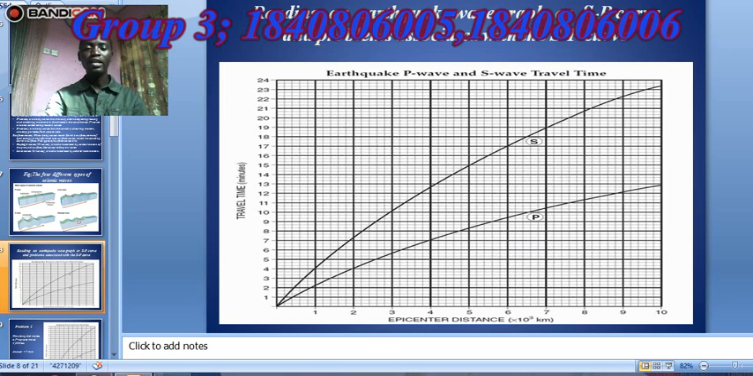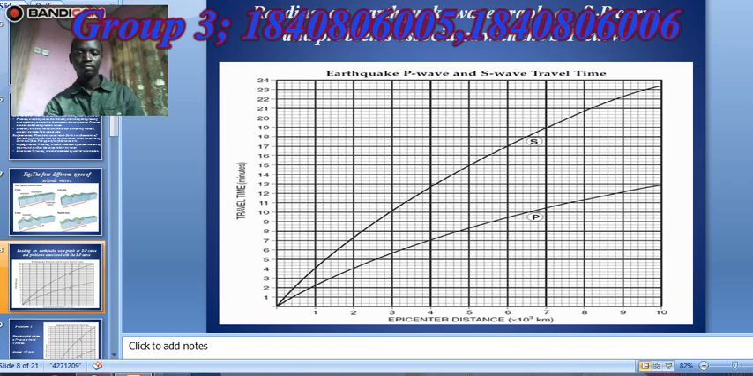So quickly, let's go into how to read an earthquake graph, or a P-S curve graph, because we are going to be working with this kind of graph, which is taken from the seismograph. So here is just a common graph that we all know.